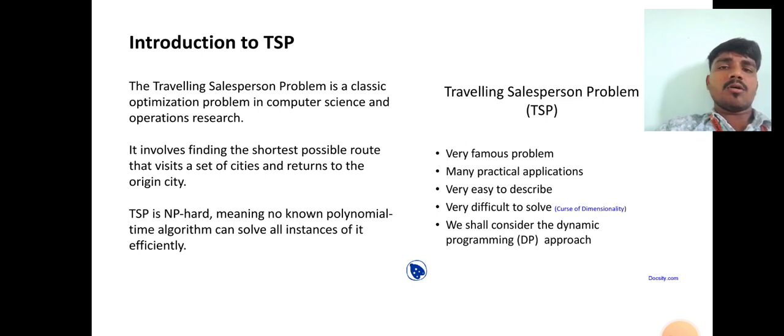TSP is NP-hard, meaning no known non-polynomial time algorithm can solve all instances of it efficiently. It is a very famous problem with many practical applications, very easy to describe, very difficult to solve. We shall consider the dynamic programming (DP) approach.